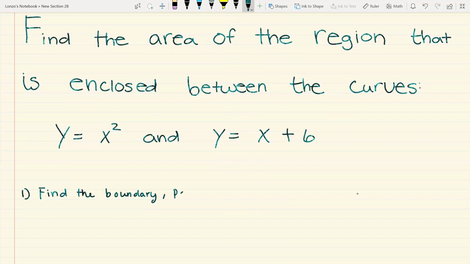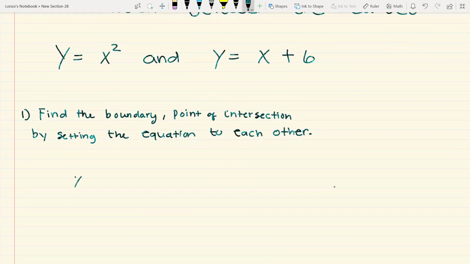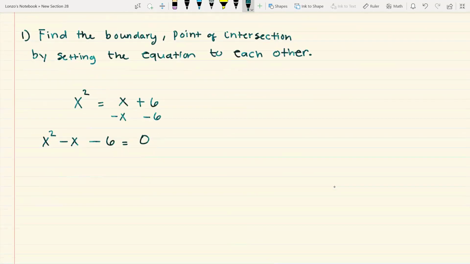or point of intersection, by setting the equations equal to each other. Okay, so that's what I would first do, set the equations equal to each other. The next step is I have to get one side 0, so I'm gonna move everything to the left. And what I'm gonna do is factor this out.